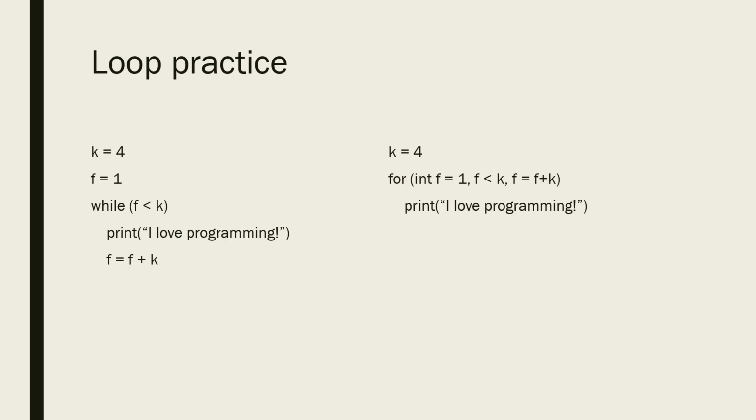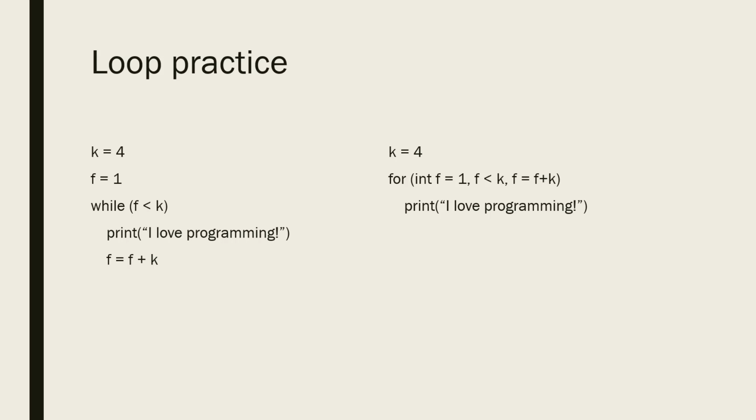We use while loops most commonly, but sometimes a for loop can easily move up and down a list or a collection or an array, and it's just easier to use a for loop in that condition. So we look at this for loop, and k is equal to 4. So we say for int f equal to 1, f less than k, f equal f plus k, print I love programming.